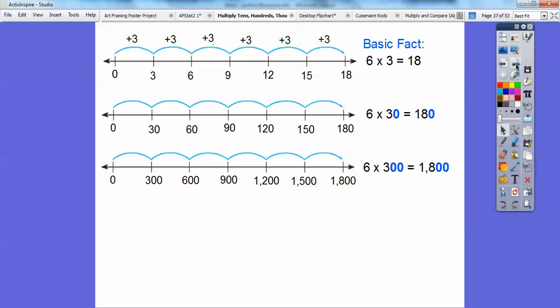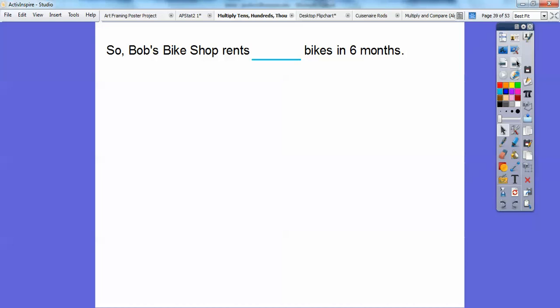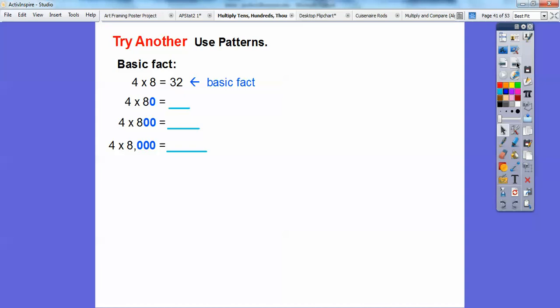But we're doing 3,000 seats, and 3,000 has three zeros, so it's going to be 6 times 3, which is 18, with three zeros right there, so it's 18,000, okay? So Bob's Bike Shop rents 18,000 bikes in 6 months, okay? Nice and easy, huh?